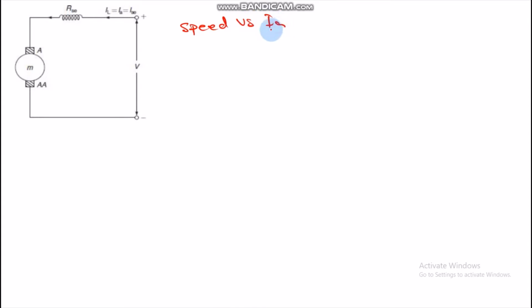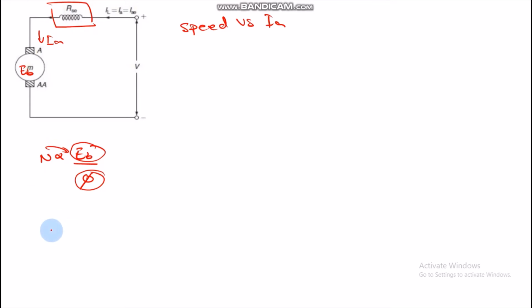If you want to study the relation of speed versus armature current IA, then we have to choose an equation which shows the relation of speed with IA, which we have already learned in earlier video lectures: N is directly proportional to EB over flux. It means speed is directly proportional to the back EMF EB of the armature, and inversely proportional to the flux which is produced by the field winding.